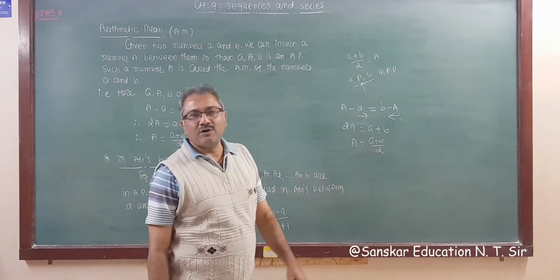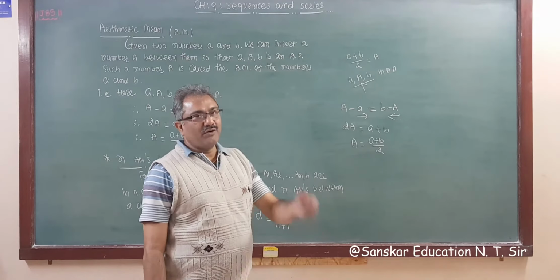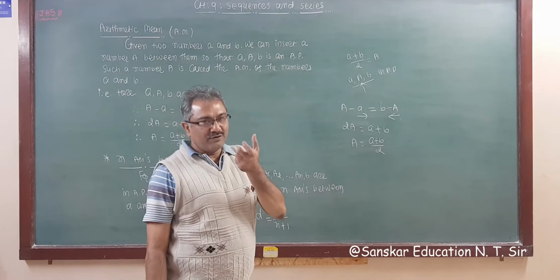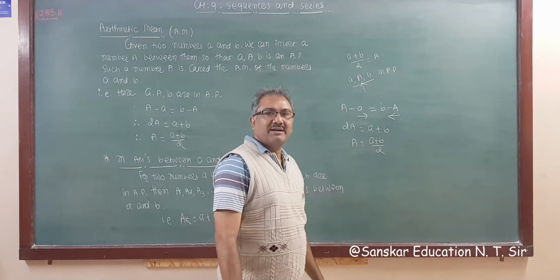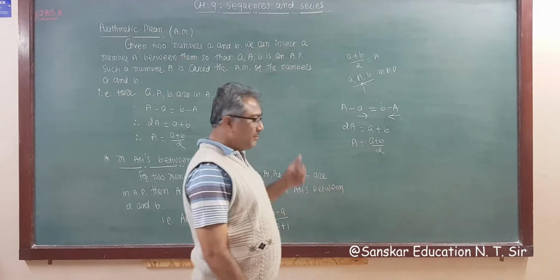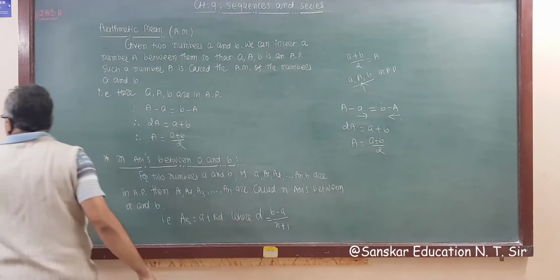So this is the formula for arithmetic mean, right? If you want to find the arithmetic mean of two numbers, A is equal to (a plus b) by 2. You have to take the sum of those two numbers divided by 2, you understand, right? Now suppose you want to find more. So arithmetic mean means three numbers, right?